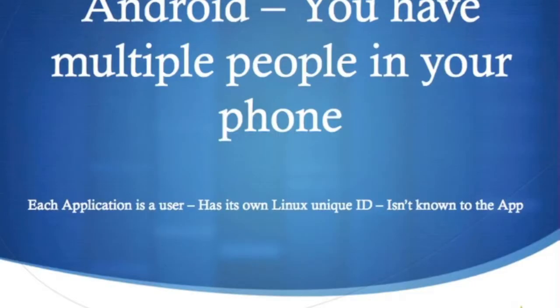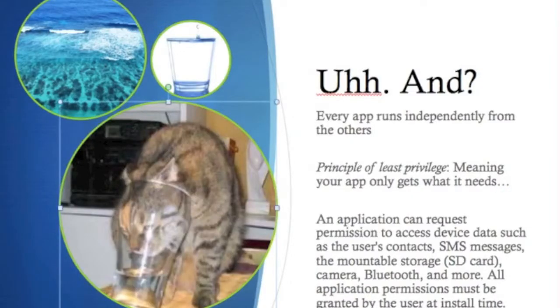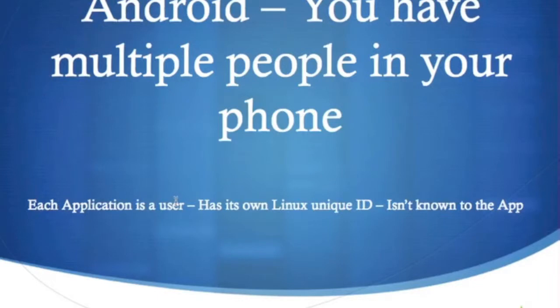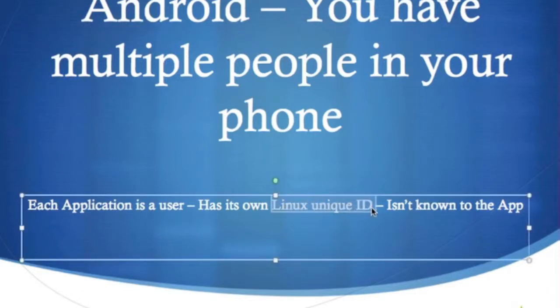Now Android, you have multiple people in your phone. I put that at the beginning. What this means is each application, oops, got my kitty cat. Each application is a user, meaning it has its own Linux unique ID. Remember when I told you about these virtual machines? You have your own login. Well, what happens is each of these applications has their own login, but they actually don't know their ID or their password. But the system does.